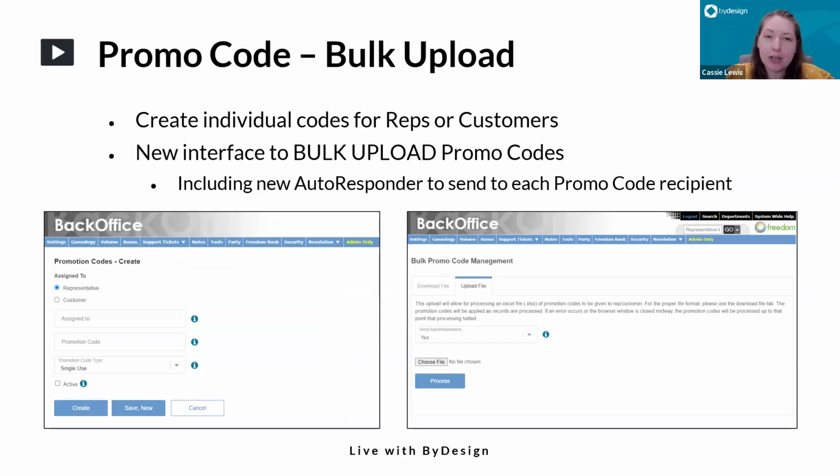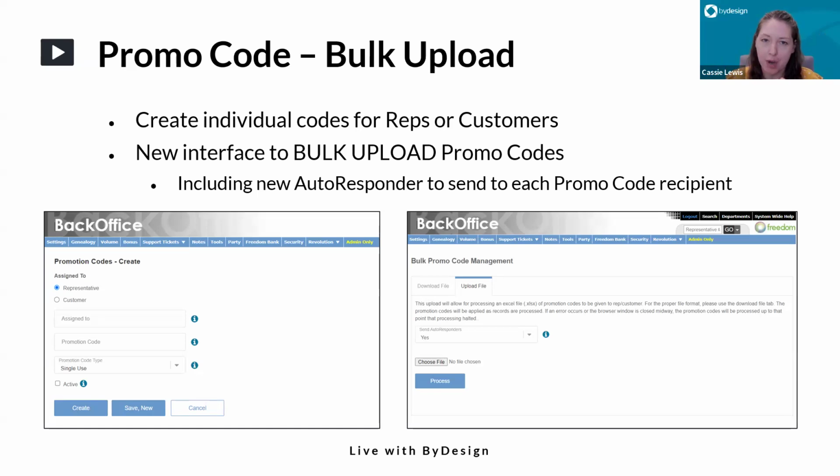Another new, fairly recent enhancement is the ability to upload promo codes. We've had promo code functionality for quite some time, but historically it's been a one-off, so you're creating individual codes per customer, per rep. We now have a new interface that allows you to upload promo codes in bulk. This means you can take an Excel spreadsheet with 2,000 users or 200 users, 20 users, whatever it might be. You can upload it. It will automatically create unique promo codes for each line of that spreadsheet.